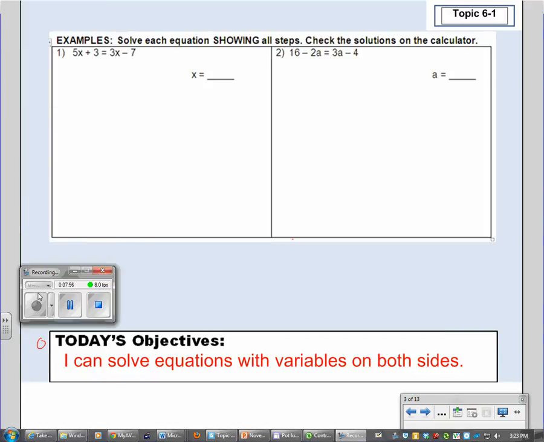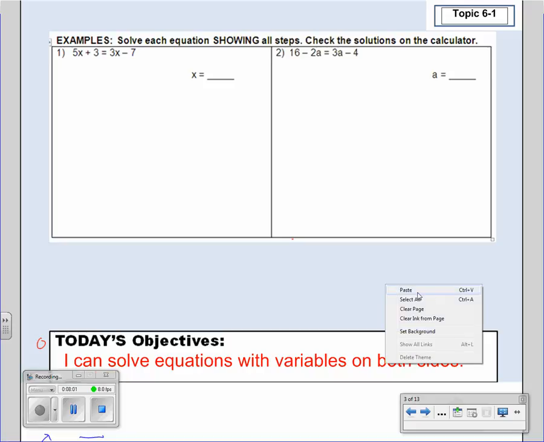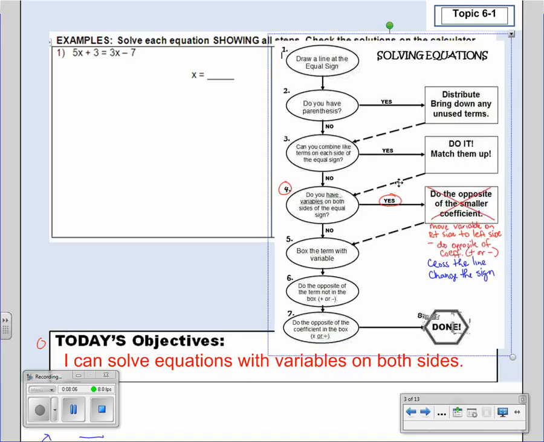Our first example, we have the equation 5x plus 3 equals 3x minus 7. So I'm going to bring up my flow chart. We're going to follow the flow chart. First thing we do is draw the line down the equal sign. Do we have parentheses? No, there's no parentheses. Can you combine like terms on each side of the equal sign? If I look at just the left-hand side of my equal sign, 5x plus 3 cannot combine. If I look at my right side of the equal sign, there's 3x minus 7. There's nothing that I can combine.